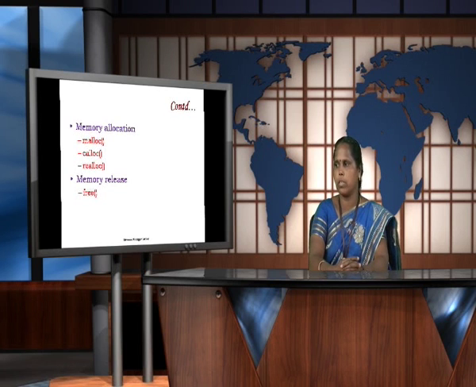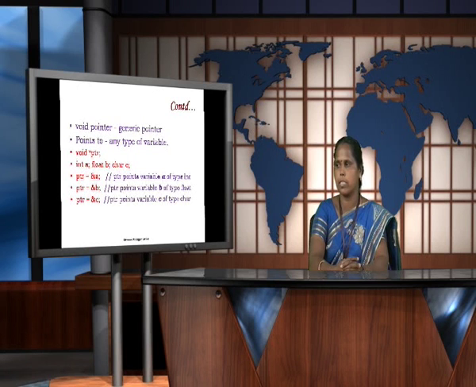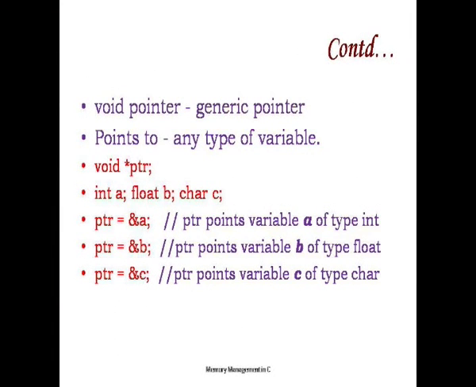Here in this example, suppose a pointer variable is declared of type void. It can have the address of an int variable, or it can have the address of a float variable, or it can have the address of a character variable.